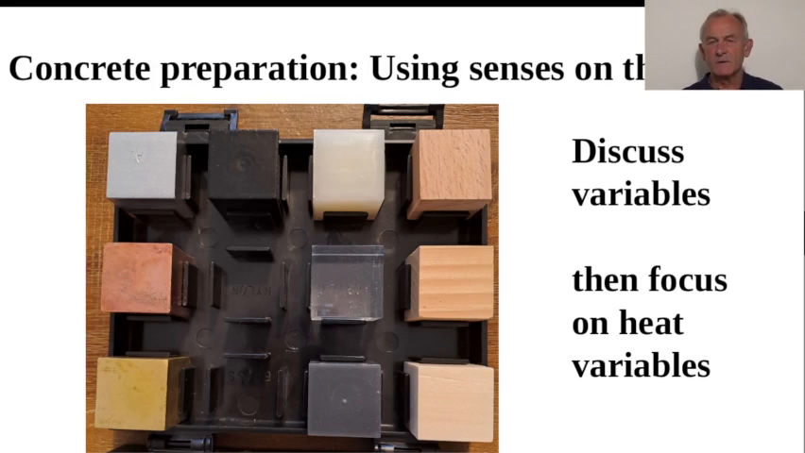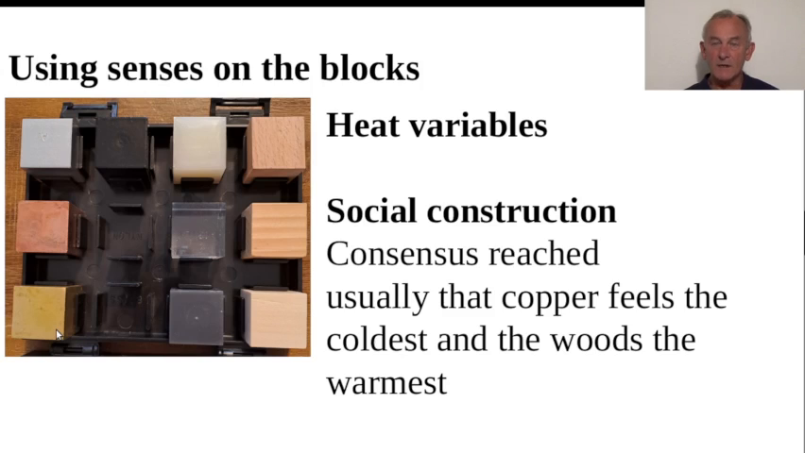Once we've done this, we will do some metacognition and social construction. The metacognition will be to monitor our thermal perceptions and discuss how we can achieve a consensus. And in general, this usually, with some prompting questions, leads to the copper feels the coldest. Some students dispute this and say, no, the aluminium feels colder, but either the aluminium or the copper are always the ones that feel the coldest. And one or two of the woods are chosen because they feel warm to the touch.